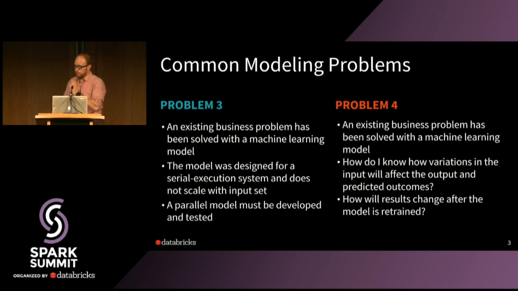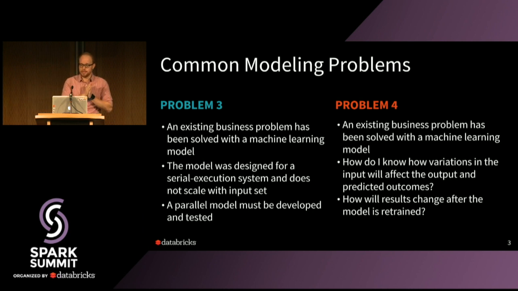Let's talk about two more. So the start is a little bit different in problem 3. So we've got a business problem that we've already solved with a machine learning model. So this happens a lot of times where you have customers coming from a single node framework or they've been working with little data and they're starting to scale their machine learning up to larger data sets, and it's not going to scale. The model as they've designed it will not scale. So they have to develop a parallel model or a distributed model, and it has to be designed and tested.